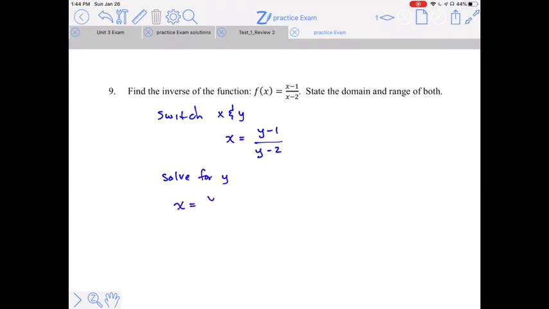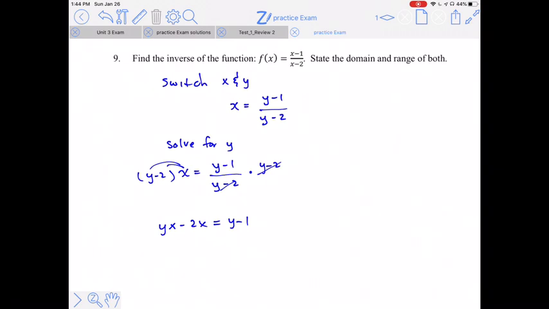So right now the problem is we have a fraction, we have a rational expression here, which we don't want to have when we're solving an equation. So I'm going to multiply both sides by the denominator. And also if we distribute there, we're going to have yx minus 2x equals, and then those cancel, so we have y minus 1. So solving this for y means we have to get all the y variables on the same side of the equation. So I can subtract this y over here.